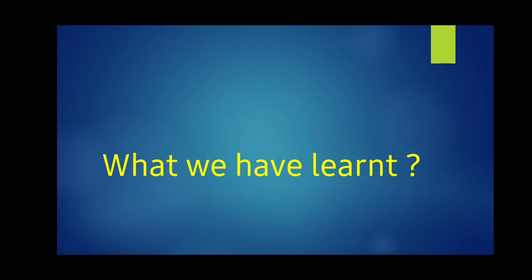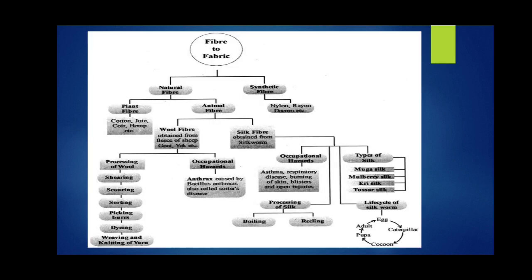So what have you learned in this lesson? Let's recall once. The lesson name is Fiber to Fabric, and we have seen the classification of fibers, natural fibers and synthetic fibers. In the natural fibers, we have started to see the animal fibers. First one is wool and then silk. Wool is obtained from the fleece of sheep, goat, yak. And what is the process? Various steps take place: shearing, scouring, sorting, picking burrs, dyeing, weaving and knitting of yarns.